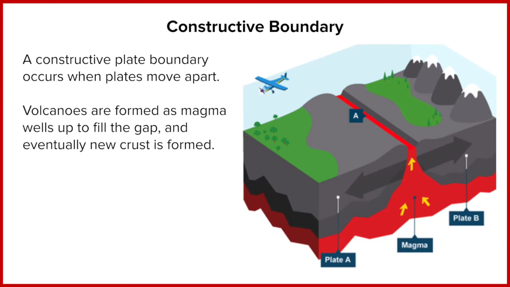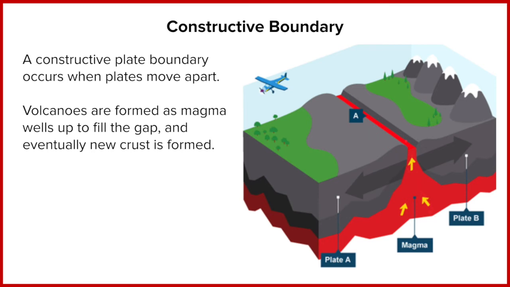The second one is a constructive boundary. And a constructive boundary is where we have 2 plates moving in opposing directions. And they tend to be the same type of plate. So you might have 2 oceanic or you might have 2 continental. As the 2 plates move away from each other, it creates a gap between the 2, which is indicated at A. And magma rises up between the 2 plates to fill that gap.